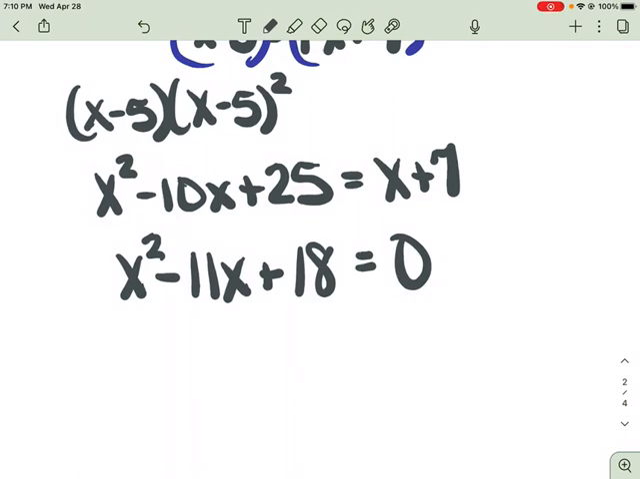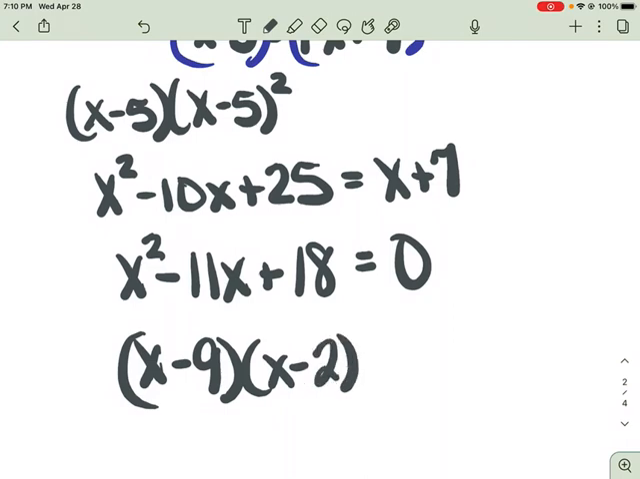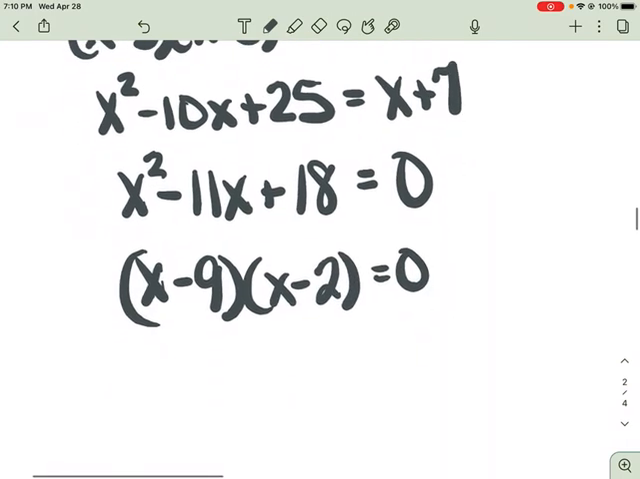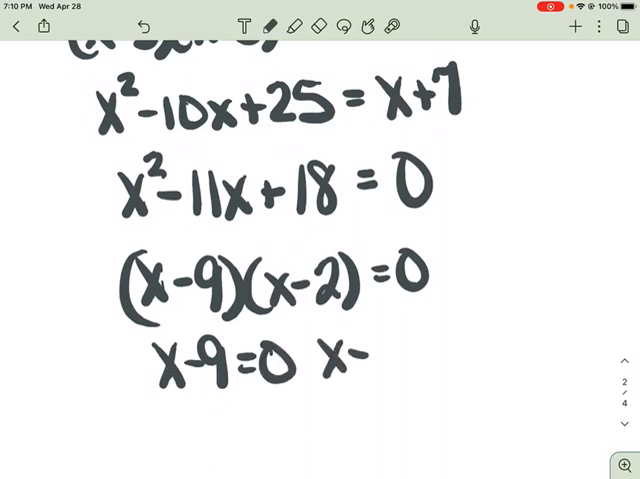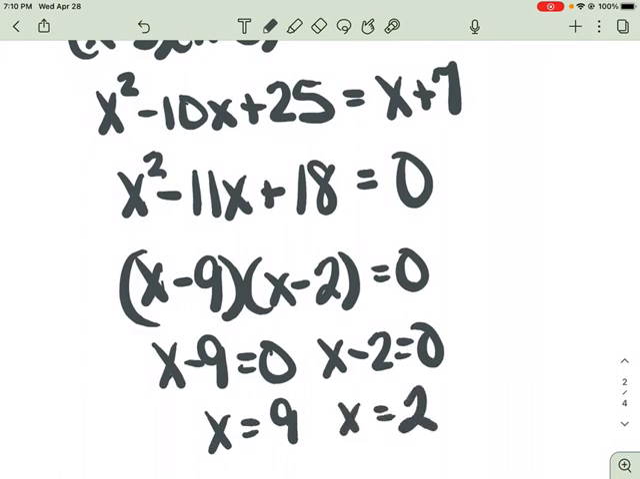So we just multiplied. Now we have to factor? Yes. All right, so I need factors of 18 that add up to negative 11. And that is negative 9 and negative 2. Okay, we're going to set both equal to 0. Yeah, all that stuff is coming back into play. So we're going to get 9 and 2.